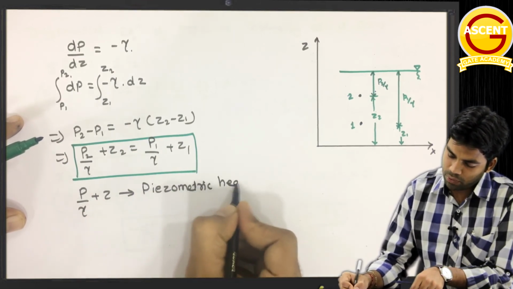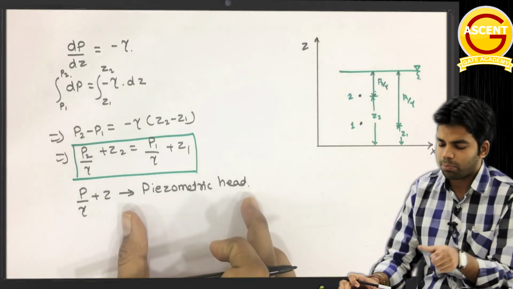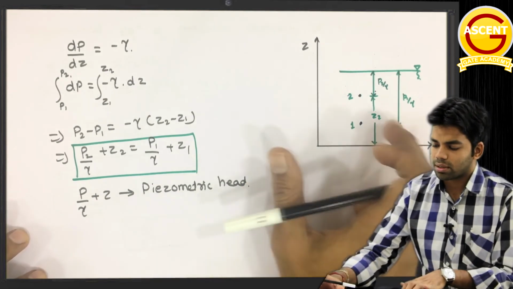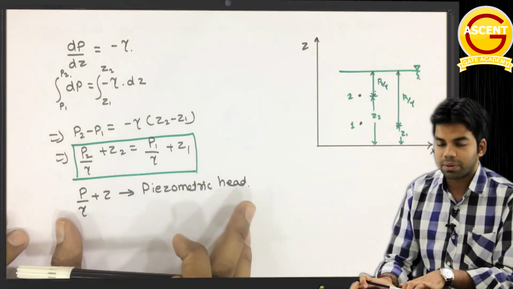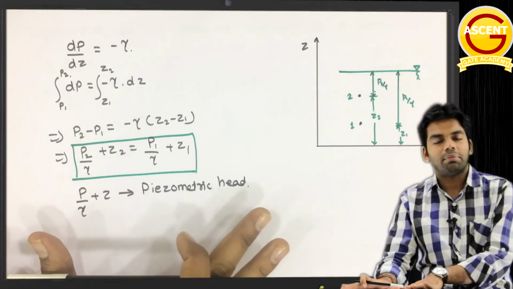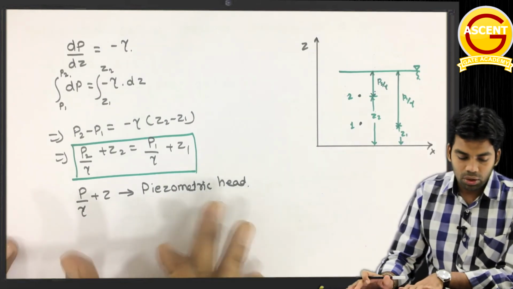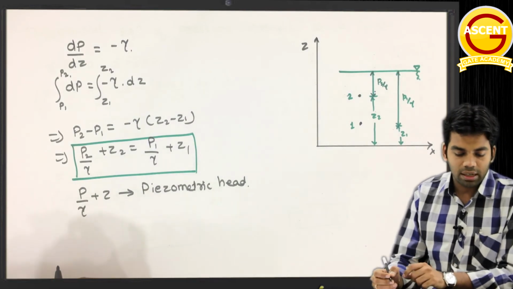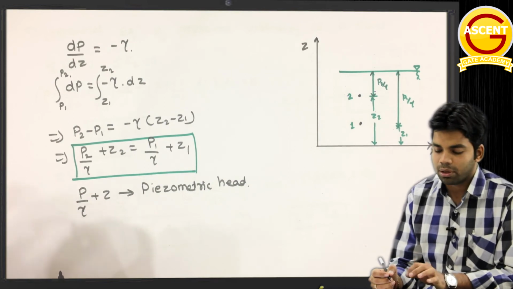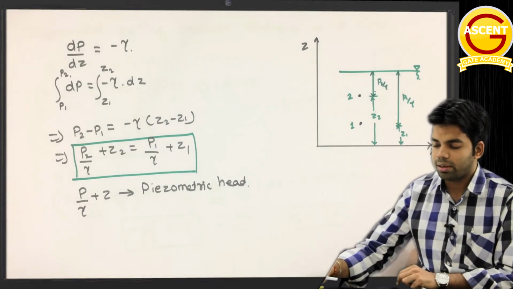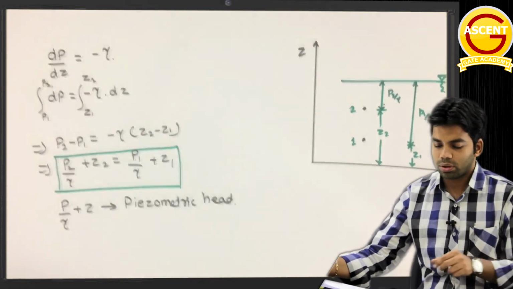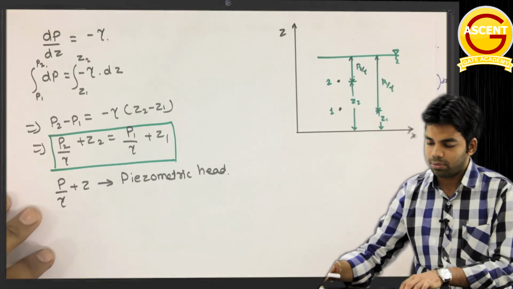head. So one thing is clear: at any point the value of this piezometric head, P by gamma plus Z, will be the same. This piezometric head is the same at all the points. Getting this or not? So you can write the note here: for a static fluid, piezometric head remains constant throughout the fluid. For a static fluid, piezometric head remains constant throughout the fluid.